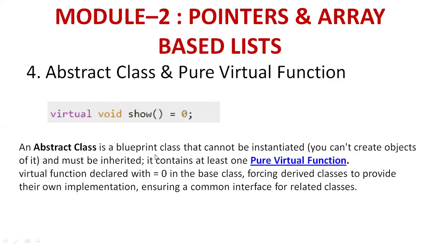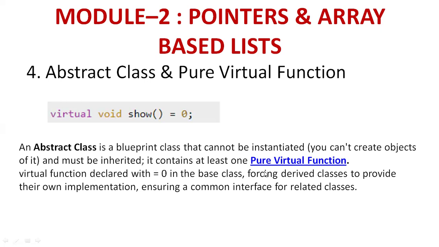An abstract class is a blueprint class that cannot be instantiated. That means you cannot create an object of it, and it must be inherited. That is a peculiarity of an abstract class. It's a blueprint class that cannot be instantiated, in the sense you can't create any object from it. So that is actually called an abstract class. You cannot generate any object from an abstract class, and it must be inherited.